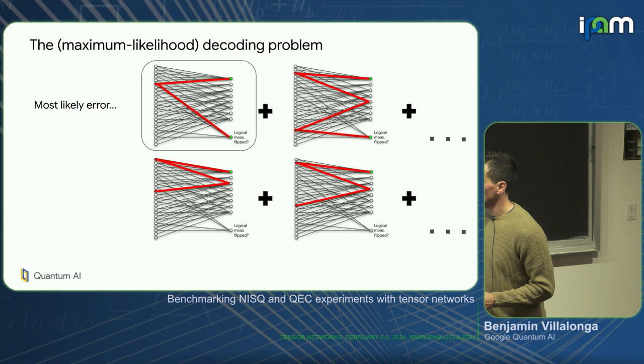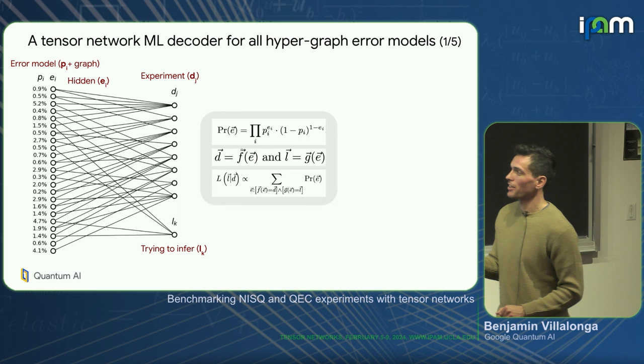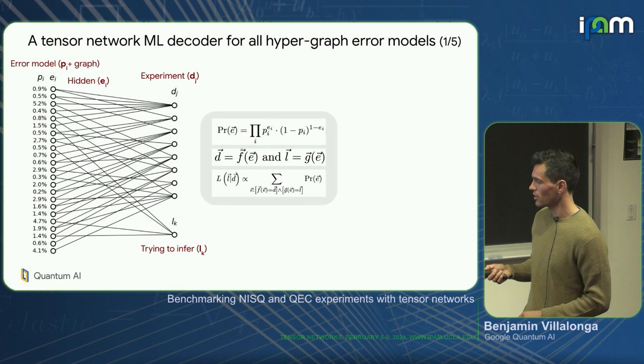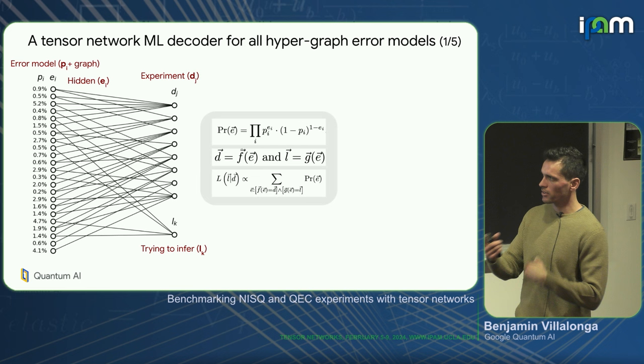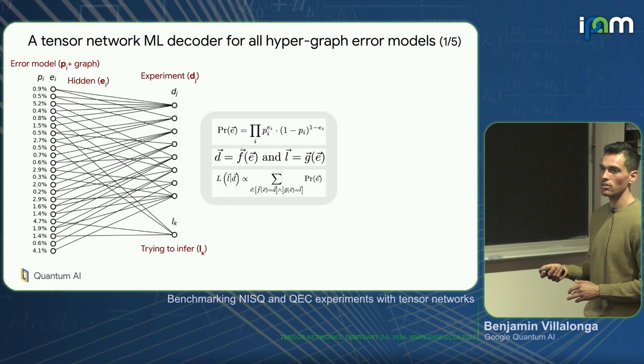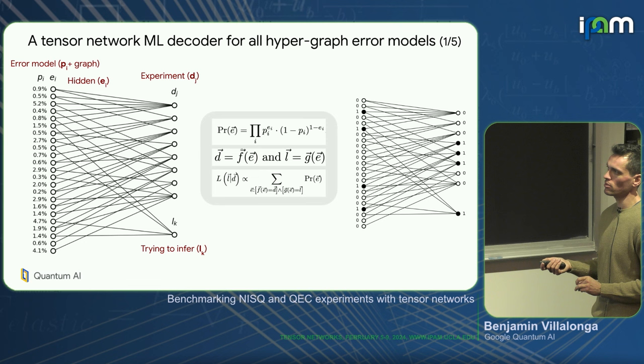A decoder is something that, given an error graph, and you have to believe me that this is an error model, a specification of an understanding of errors in our device, and measuring some observables on the system, can figure out, by mapping this to a classical problem, what happened in the system. Did any error occur? And did your logical qubit get corrupted? And so one possibility to do decoding is using tensor networks.